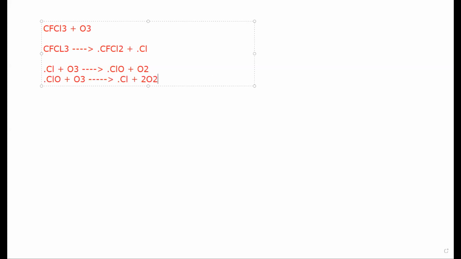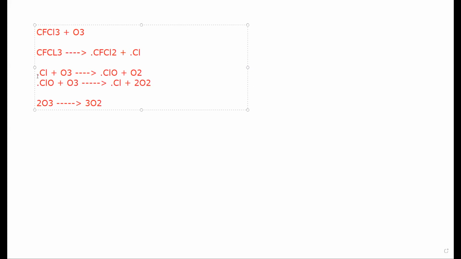So overall equation is actually very simple. It's just 2O3 becomes 3O2. And that's it. That's the overall equation. Because this is an intermediate and this is a radical. So basically the CFCl3 ends up being fully regenerated almost. So it's basically just a catalyst, which is why this is a serious problem.